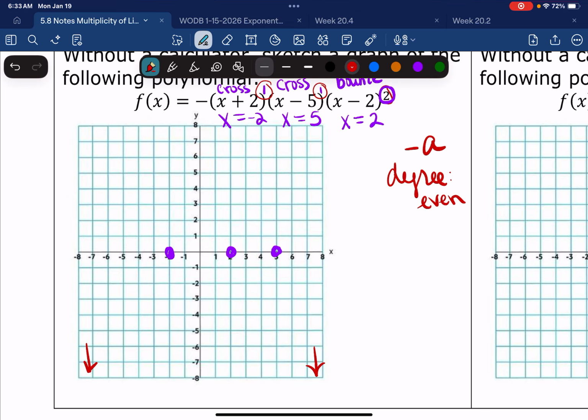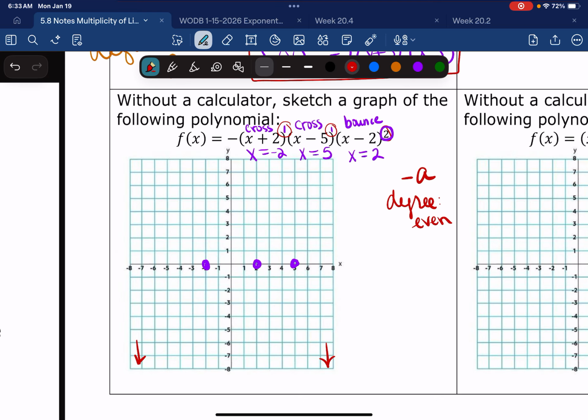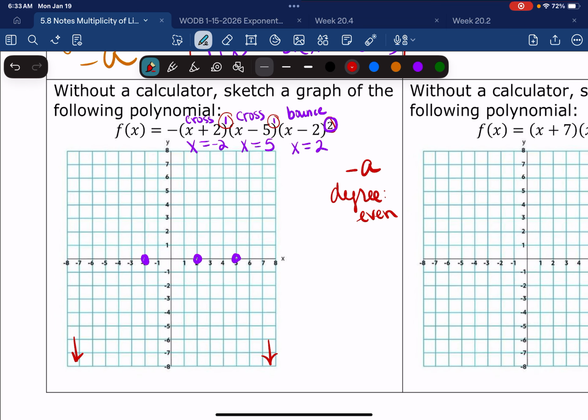Now, from here, you really could sketch a graph just from this because, again, it says without a calculator and we are just sketching. So I know that my graph needs to start low, so down low. It needs to cross my x-axis at negative 2. Then it needs to bounce off of my graph at positive 2, and then it needs to come back and go back down right here. Kind of a wonky shape, I know, but this is the general idea.